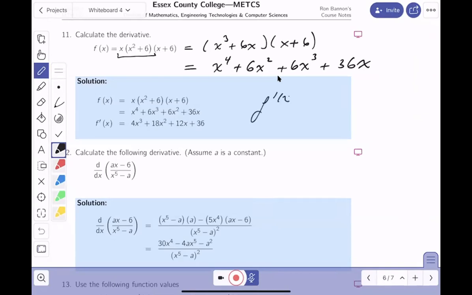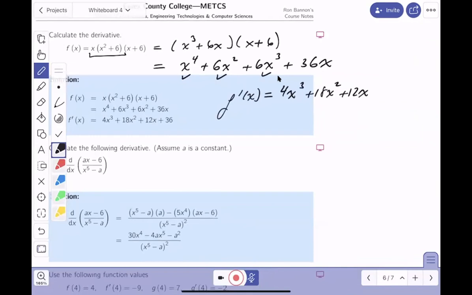So I'm going to write down f prime of x now, and I'll go in order. I'm going to do the highest degree variable first, which is 4x cubed. I just took this guy's derivative. Then I'll do this one. This is going to be plus 18x squared. Then I'll do this one. That's 12x. And last but not least, I got the 36. That's a fine answer.